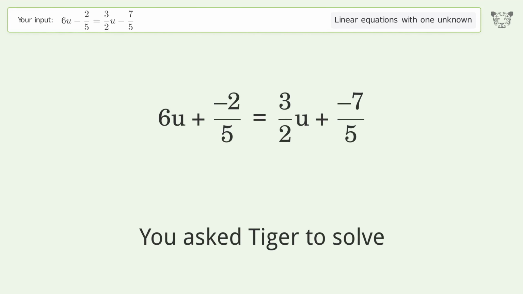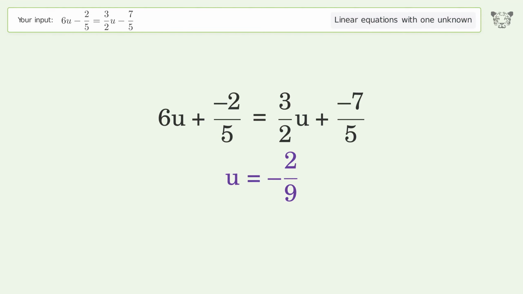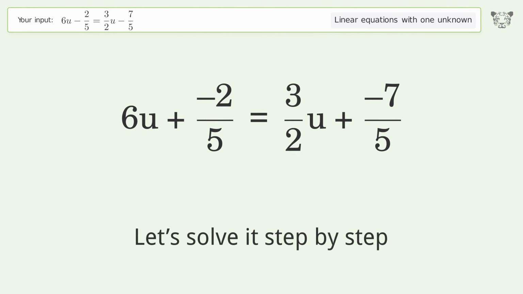You ask Tiger to solve. This deals with linear equations with one unknown. The final result is u equals -2/9. Let's solve it step by step.